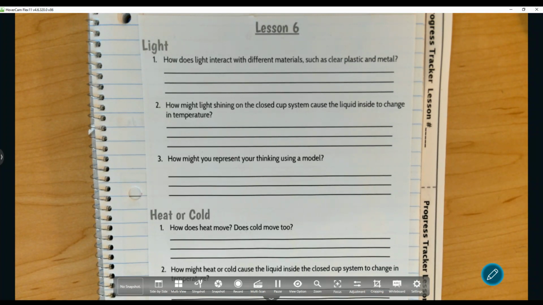Number 1 for heat and cold. How does heat move? Does cold move too? Does heat move from one object to the next? Does cold move from one object to the next?